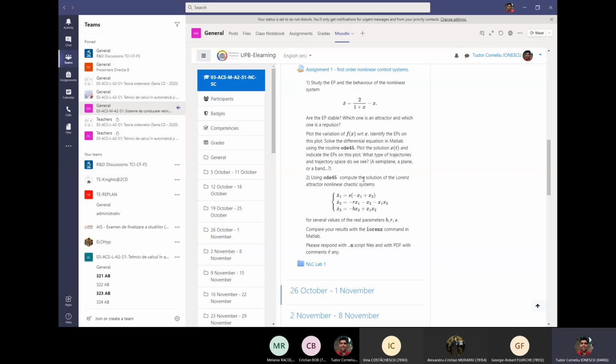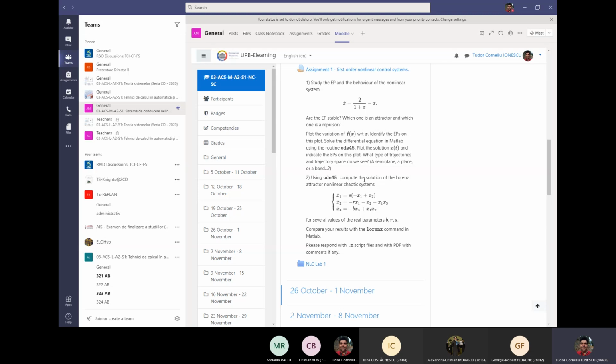You've got a week to do this. If you need an extension, you know I'm very flexible, so you can ask for an extension if you need it. You remember that from the model reduction course last semester.